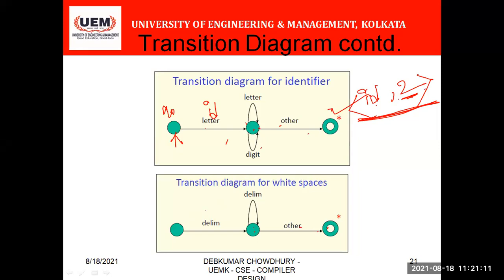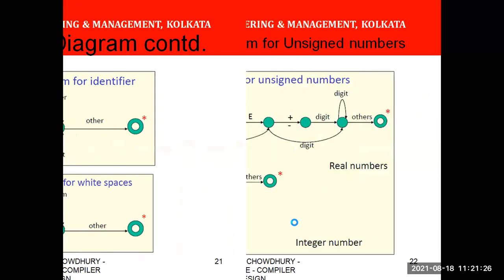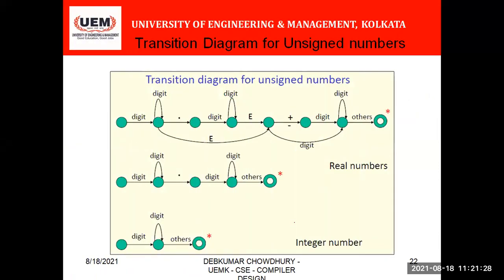Next one is the transition diagram for white space. We have observed that it is produced by the delimiter, then other symbols will be there. So this is the transition diagram for white space. Next is the transition diagram for the unsigned number. Look at the transition diagram for the unsigned number. We can design it in this way.